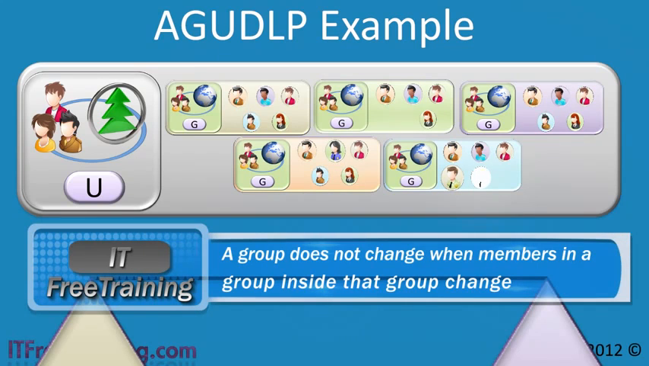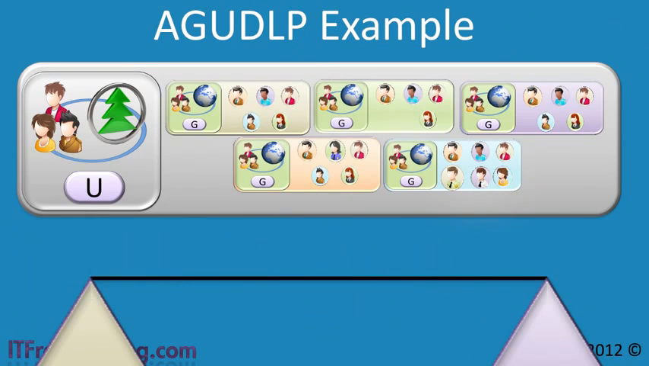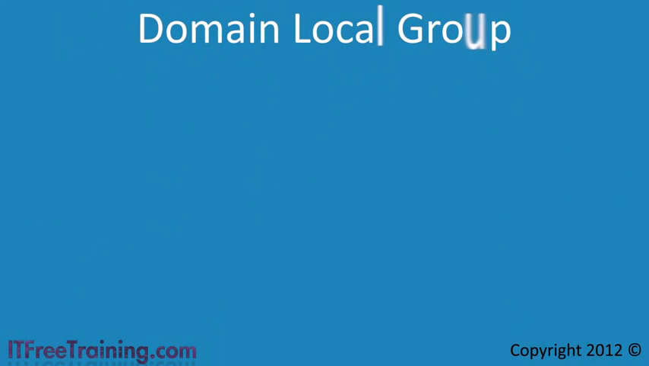Since the universal group is not changing, this significantly reduces the amount of replication that occurs in your forest. So far, using AGUDLP, we have been able to granularly divide up administrative control and also reduce replication and provide forest-wide control of resources. The next point to consider is why the need for the domain local group.